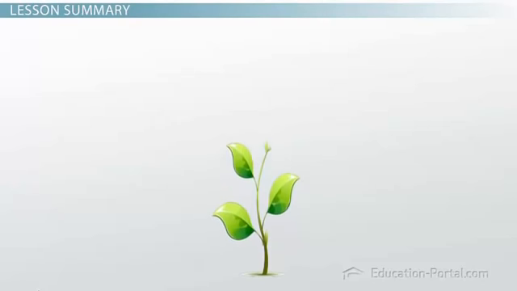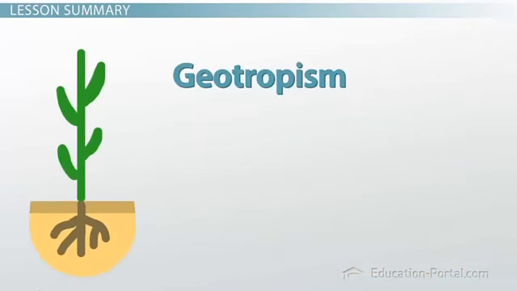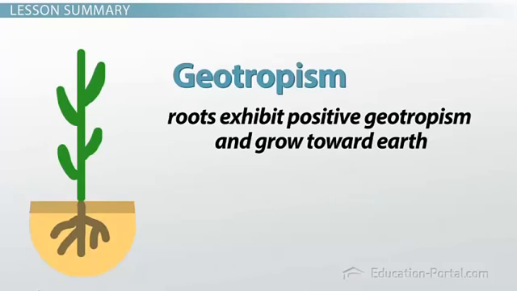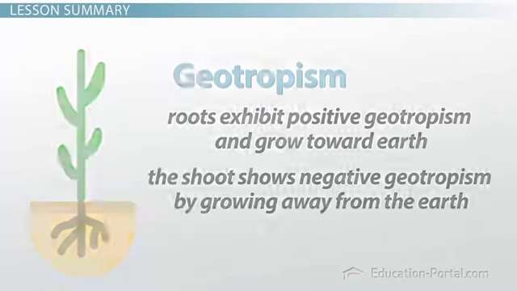Regardless of the perception that plants are not the most interesting and animated things out there, they actually have several unique ways to respond to their environments. Geotropism allows plants to correctly orient themselves for growth. The roots exhibit positive geotropism and grow towards the earth. The shoot shows negative geotropism by growing away from the earth.